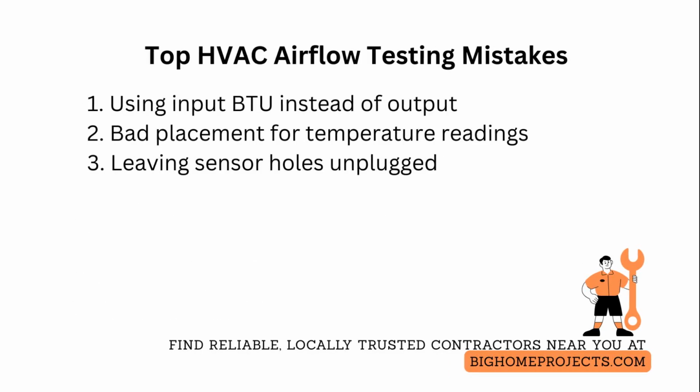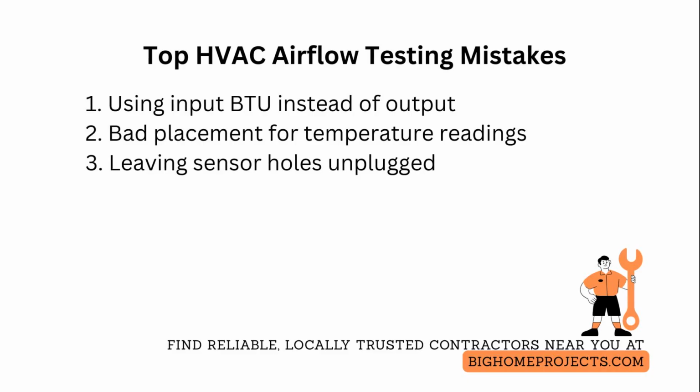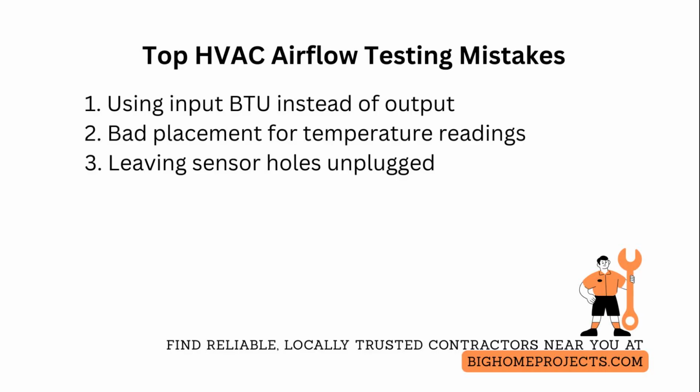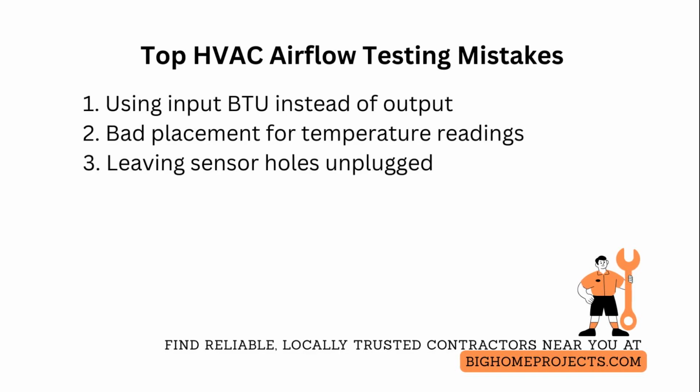One of the biggest mistakes in HVAC airflow testing is using the input British thermal units per hour instead of output British thermal units per hour in the temperature rise formula, which causes inflated airflow cubic feet per minute results. Fix it by multiplying measured input by steady state efficiency or using the rated output when combustion testing is not performed.